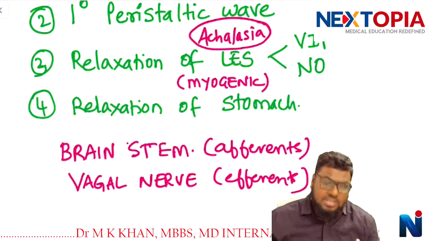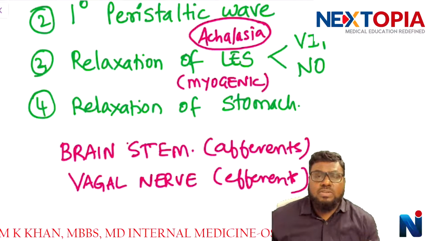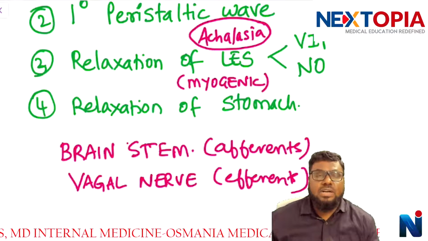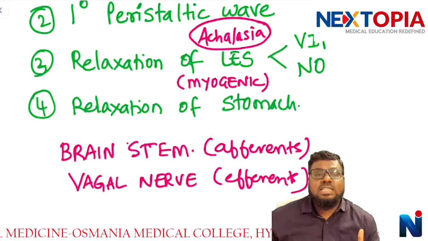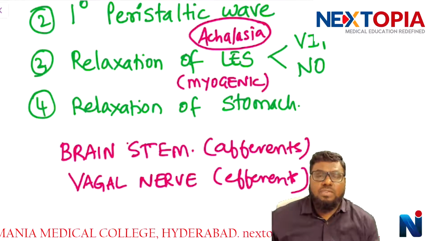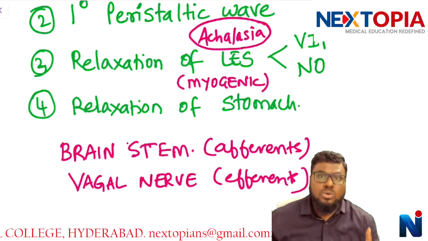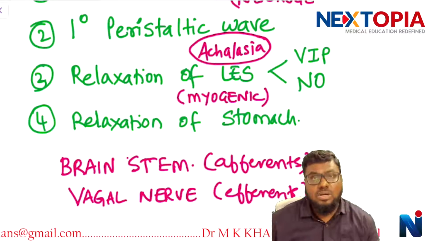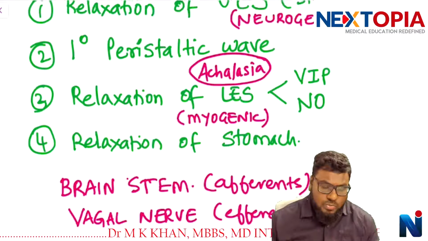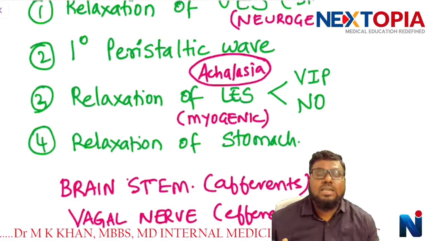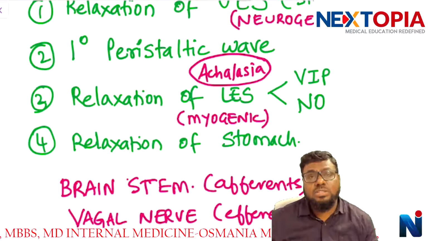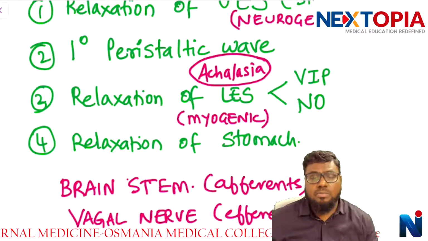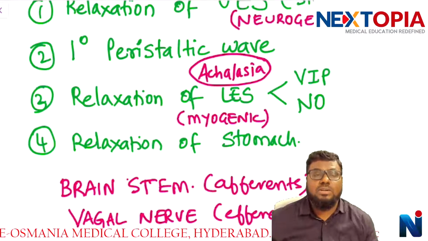Whenever a primary peristaltic wave is not successful, a secondary peristaltic wave is initiated. A secondary peristaltic wave is initiated by local distension of the esophagus. The secondary wave is not under conscious control, please remember. So the primary peristaltic wave sometimes fails. If it fails, then a secondary peristaltic wave is initiated. Alright.